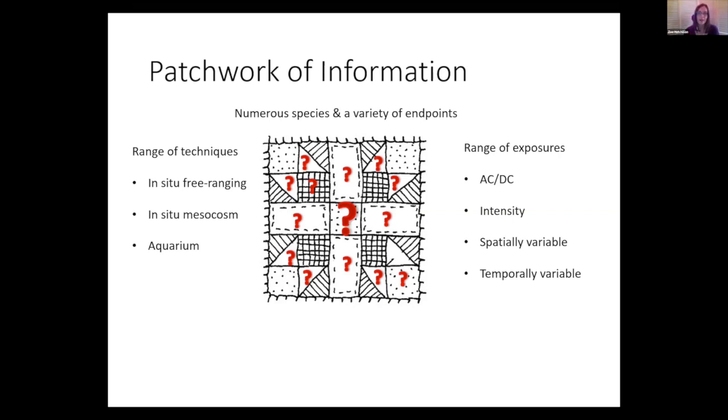You may expose the animals to an AC or a DC field, and you can use a whole variety of intensities to try to elucidate how those animals might respond to electromagnetic fields, ranging from microtesla all the way through to millitesla. In terms of the spatial variability of what the animal is presented with, the animal may experience a gradient of electromagnetic field or a uniform exposure to a component of the electromagnetic field. Within the different techniques, you also have a whole variety of temporal exposures. For example, in a natural environment, our study only exposed the animals for 12 or 24 hours, and in the aquarium you may be able to extend the exposure for a week.